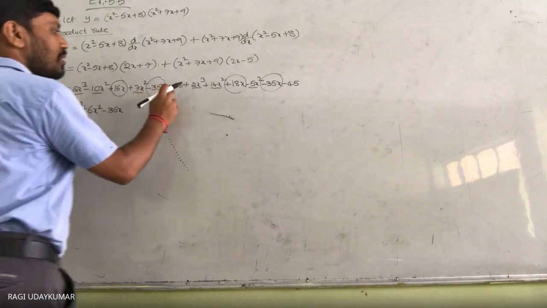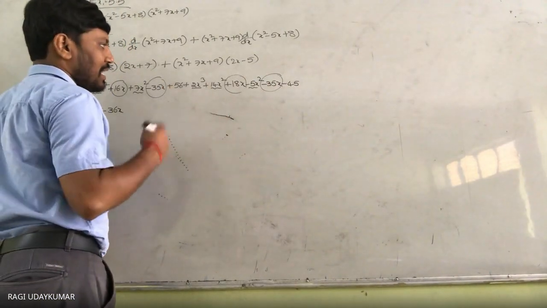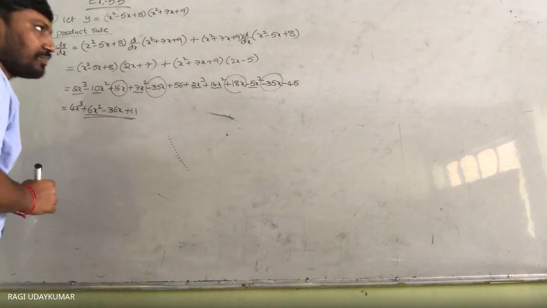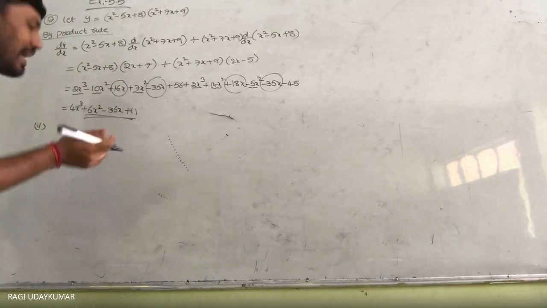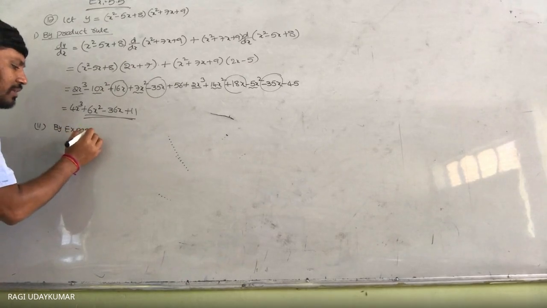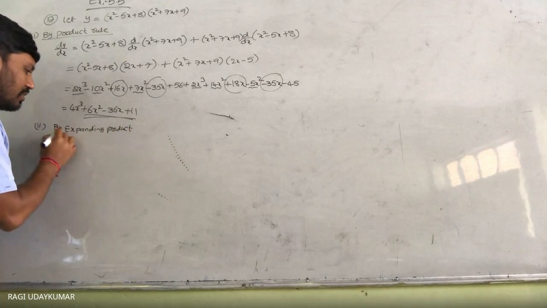Next, the constant term here, plus 56 and minus 45. So 56 minus 45, 11, we are going to get it. This is the differentiation. Second method is by expanding the product. So expanding the product, it is us.